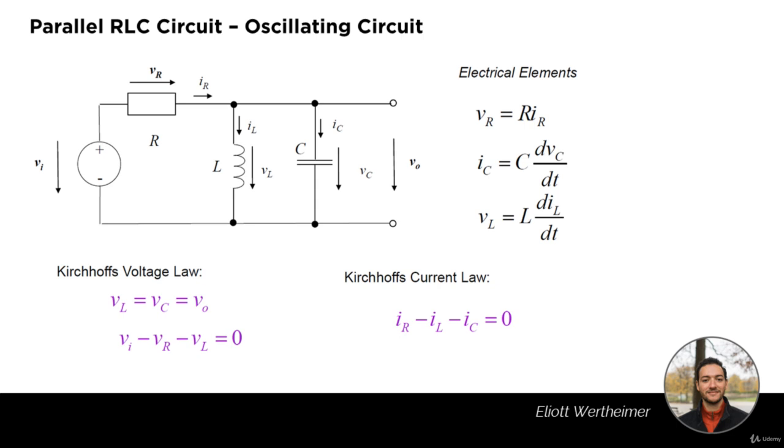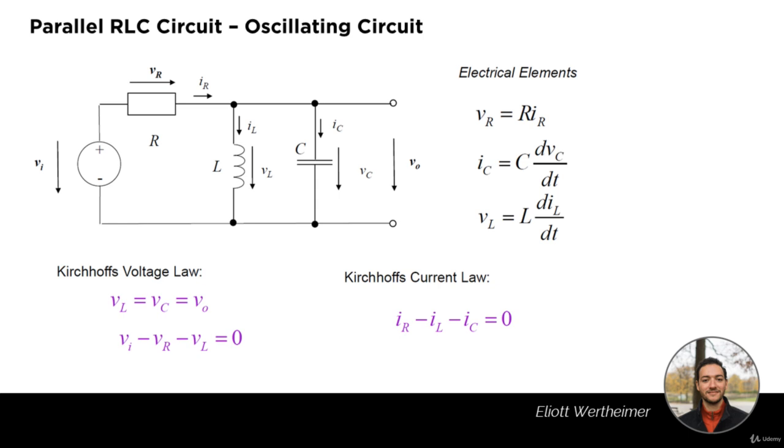We know from before the mathematical formulas for these electrical elements. The voltage across the resistor is equal to the resistance of that resistor multiplied by the current going through it, according to Ohm's law. The current going through the capacitor is equal to the capacitor's capacitance multiplied by the derivative of the voltage across it with respect to time. And finally, the voltage across the inductor is equal to its inductance multiplied by the derivative of the current going across it with respect to time.